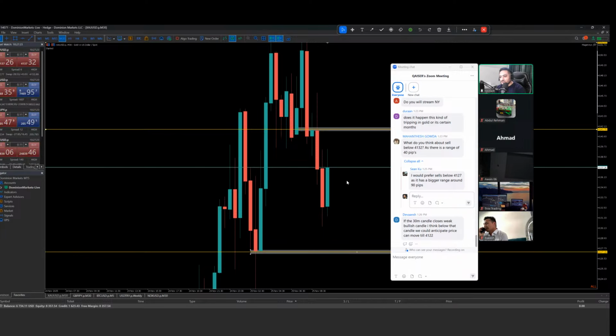This is a wick. If you just execute somewhere here, what are you trying to get, like 25 pips? It might spike and come back.